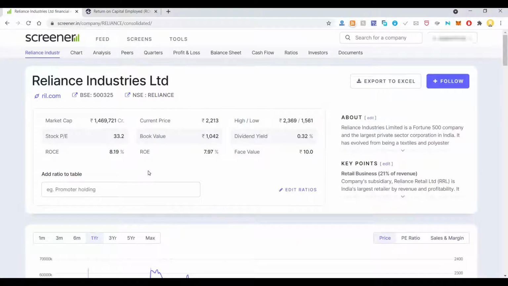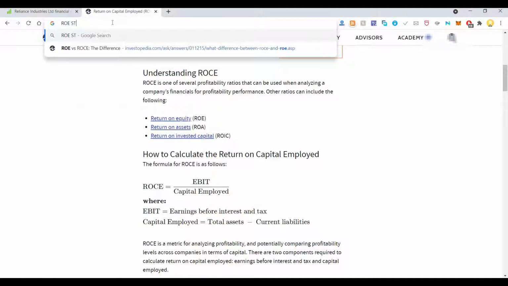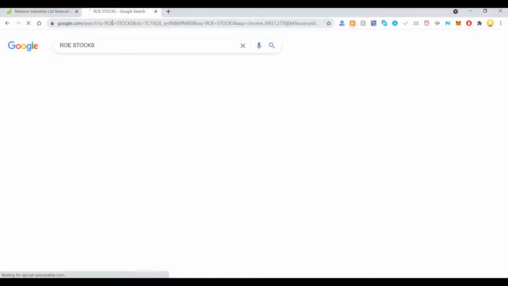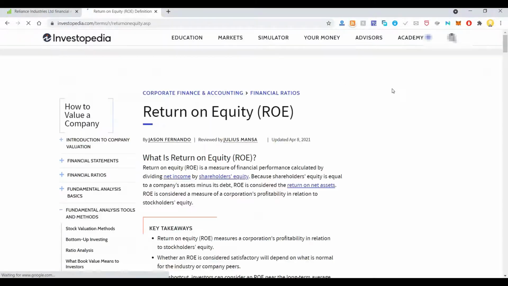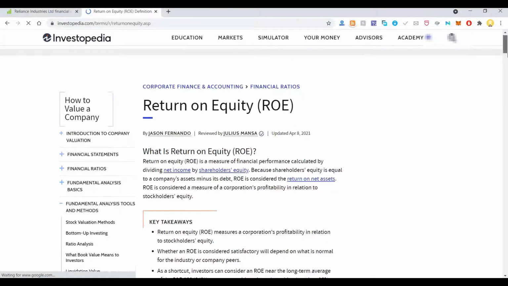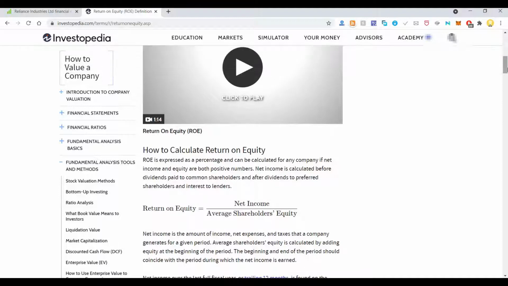The other one that you see is ROE, return on equity. That is again something you can find out by going into Google. The reason I'm showing you here is because I can explain this and go away, and later on you will not be able to recall what is what. So I'm telling you how you can get those formulas. Return on equity is net income divided by average shareholders' equity. Net income of the company divided by average shareholders' equity.